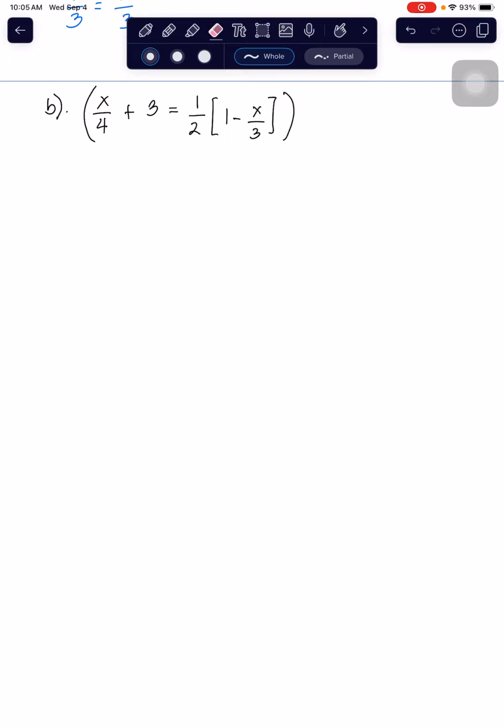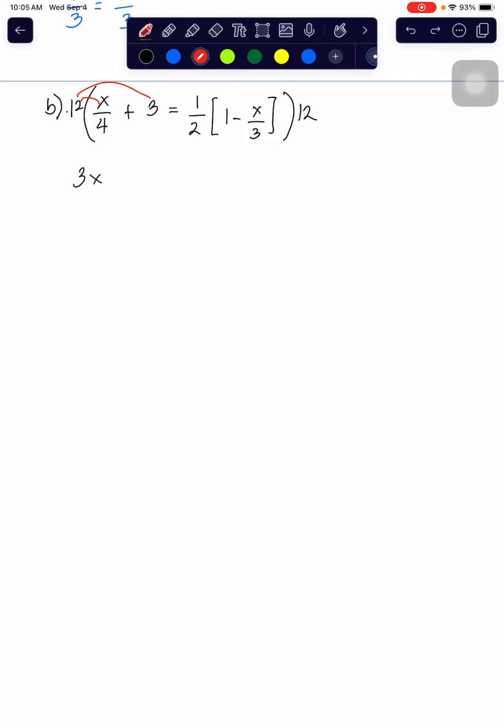Now, if we are to consider 4, 2, and 3, we know that the LCD would be 12. So we are to multiply 12 to both sides of the equation. Okay, so 12 and 12. If I'll be multiplying 12 here, the first term would be 12 divided by 4 is 3 times x. So I'll be having 3x here. If I'll be multiplying 12 now with 3 there, I will have a positive 36.